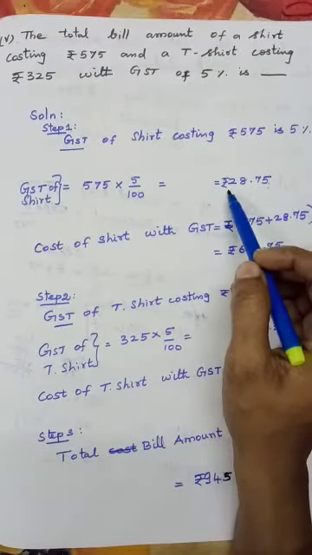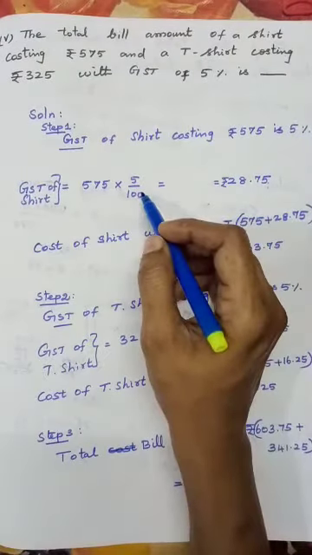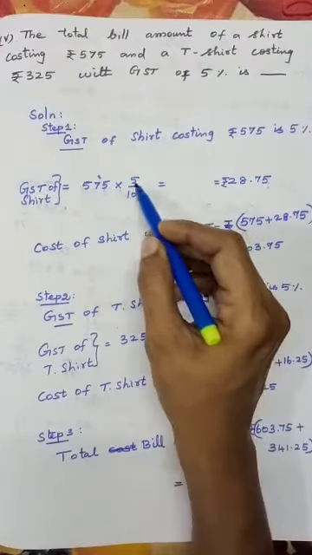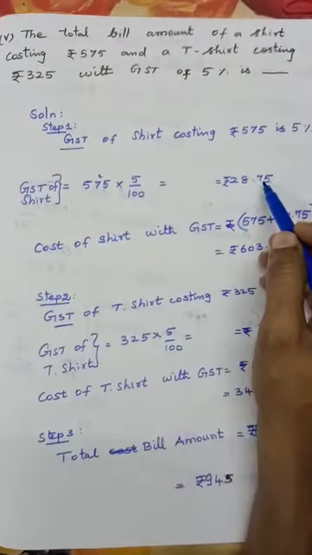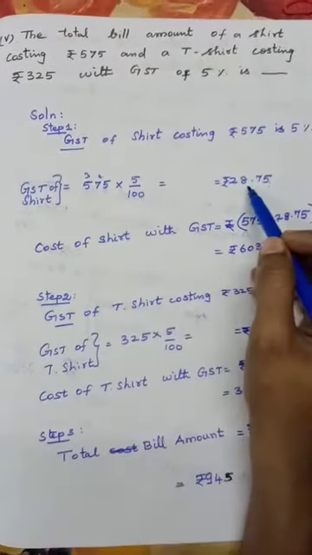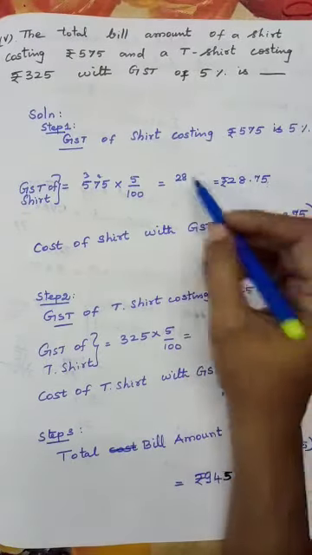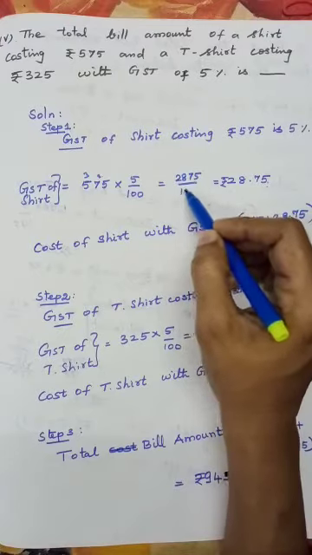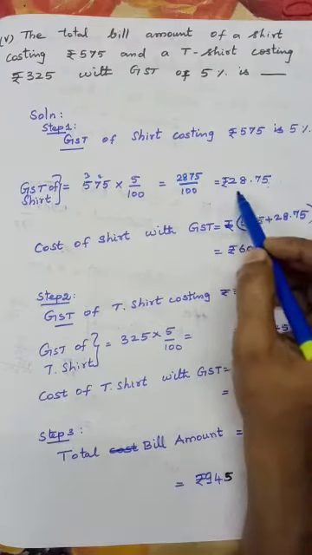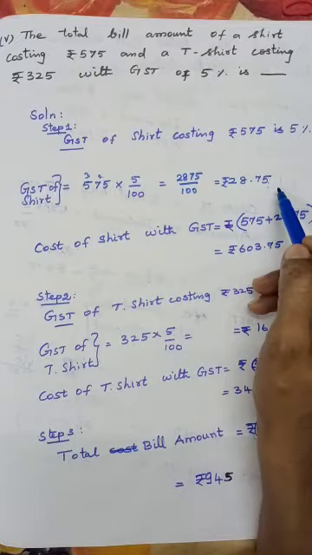That is rupees 28.75 paise. You multiply these two. 5 5s are 25, remainder 2. Then 7 5s are 35 plus 2 is 37, 7, remainder 3. 5 5s are 25 plus 3 is 28. So 2875 divided by 100. After 2 digits you have to keep the point. So how much rupees GST? Rupees 28 rupees 75 paise.